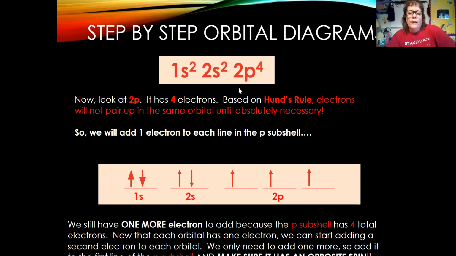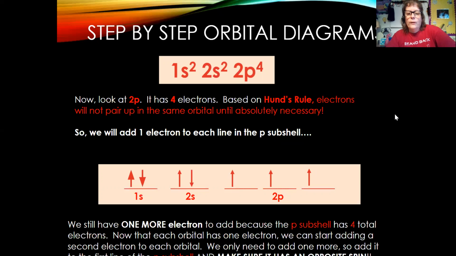And lastly, we have to move on to 2p. Now look, 2p has 4 electrons, and we have to remember Hund's rule. Electrons will not pair up in the same orbital until absolutely necessary. So we're going to add 1 electron to each one of those lines in the p subshell. And usually when you do that, you just make them all pointing up.